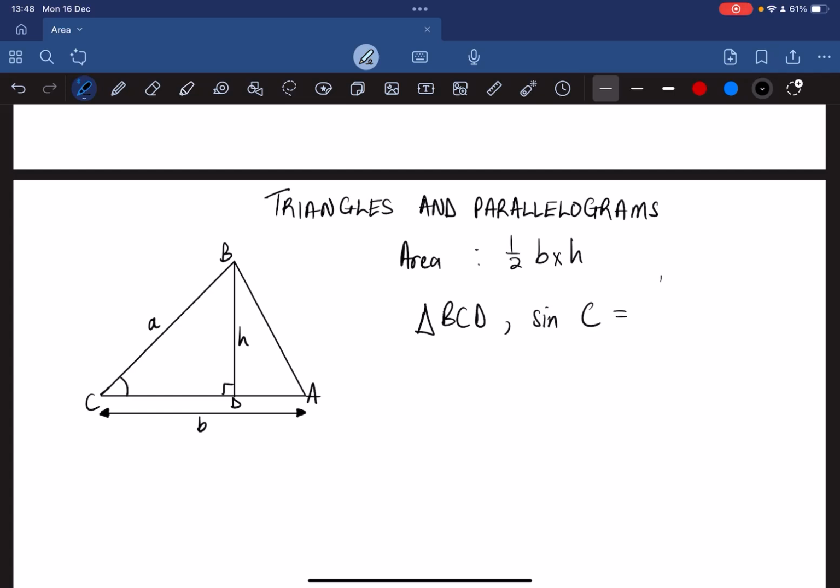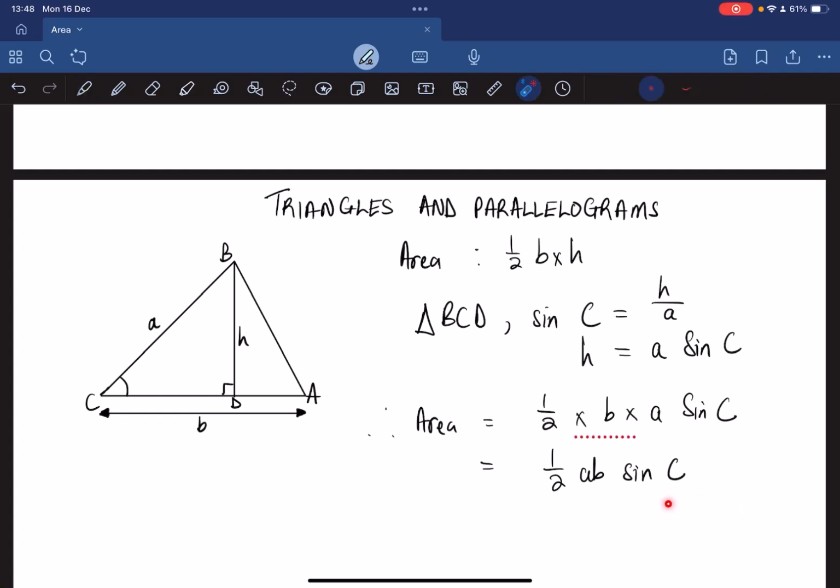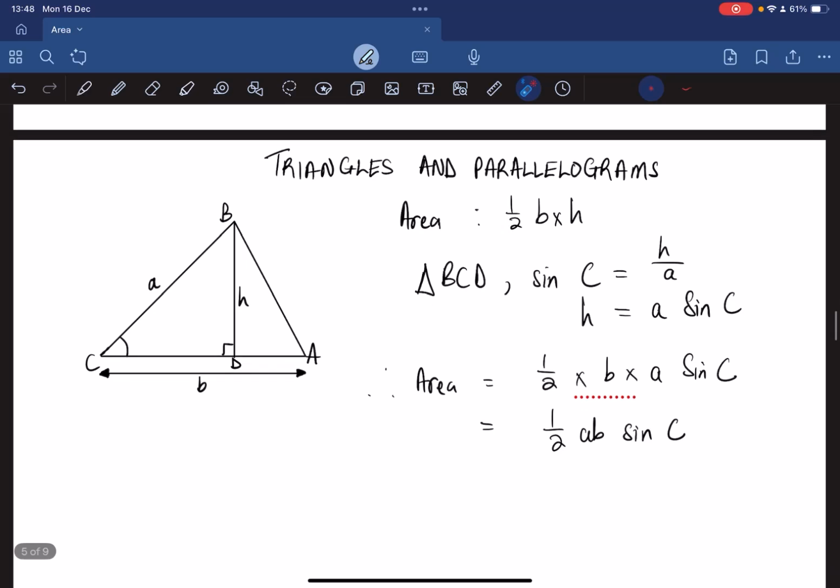Our sine C is equal to h over A. So to get h, we say A multiplied by sine C. Therefore, the area of this triangle is going to be half times the B times A sine C, which is half AB sine C. This formula right here is very useful when two sides and the included angle are known. We can use this formula to find the area of the triangle.